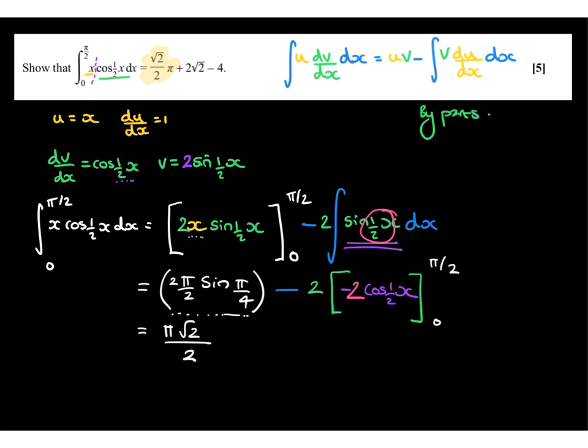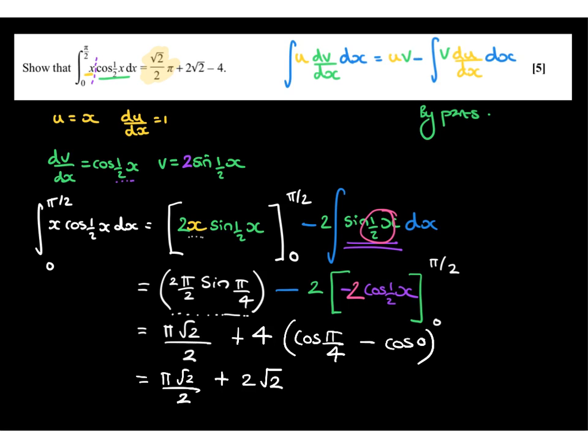Now, there is a minus, you can see the blue sign, and a minus, you can see the purple sign, and a 2 multiplied by 2. So I'm going to combine those, so we get plus 4. And then we need cos of pi by 4 minus cos of 0, substituting in the limits. So this then simplifies. Now cos of pi by 4 is root 2 over 2. Multiply that by 4 and we'll get the 2 root 2. cos of 0 is 1, and of course we then multiply by 4 outside the bracket. So we get the desired answer.